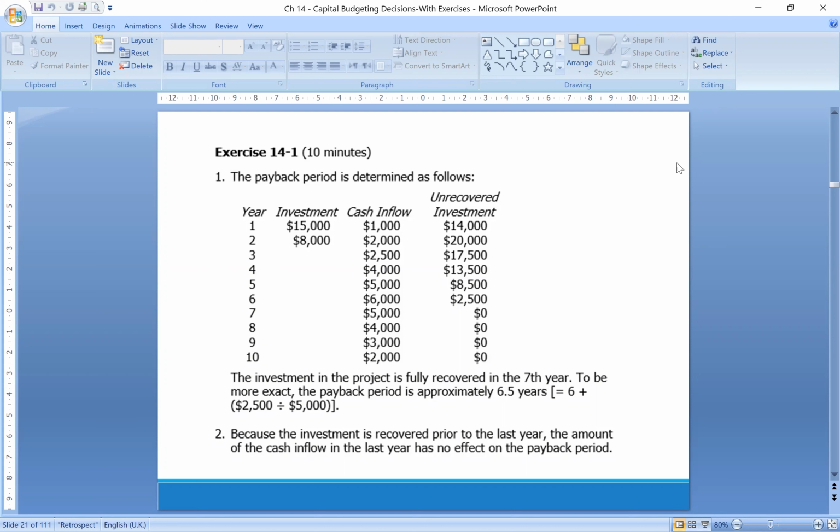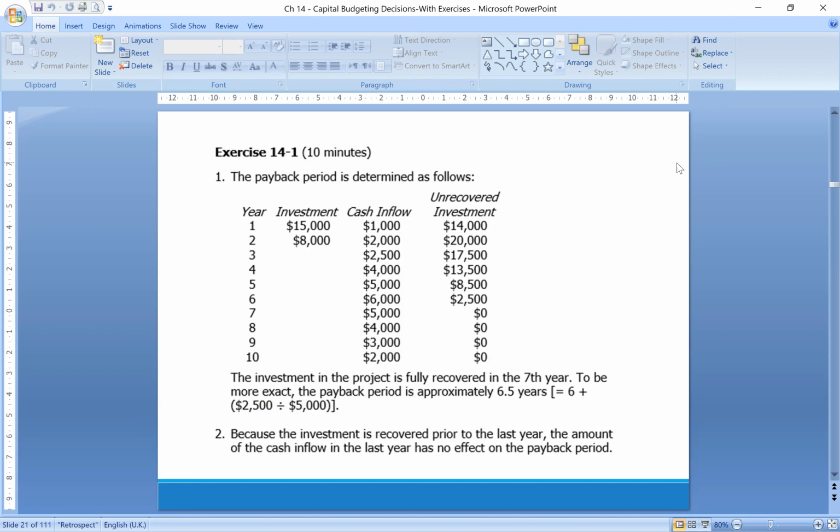So the investment in this project is fully recovered in year 7. But what is the payback period? We have to calculate it accurately. For the remaining 2,500, divided by the 5,000, we have 0.5. So the payback period will be 6.5 years. In other words, 6 years and 6 months. This is the payback period for this project.